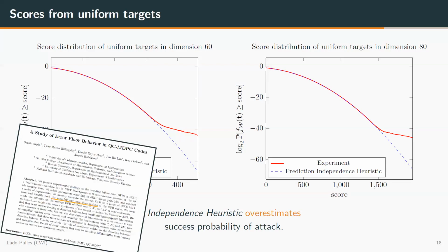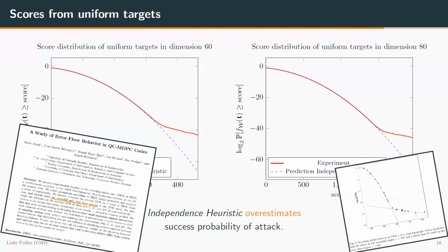What's interesting is that this phenomenon also appears in coding theory. I think that's the next presentation. There they also had decoding failure rates where the probability decayed like a Gaussian, but then hit the floor and then decayed slower.